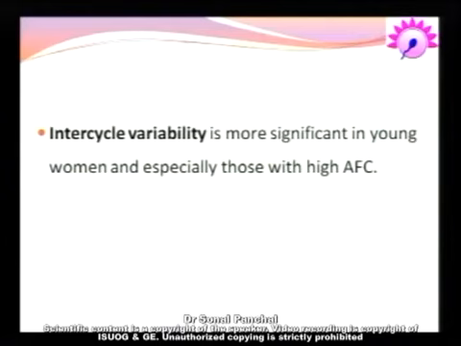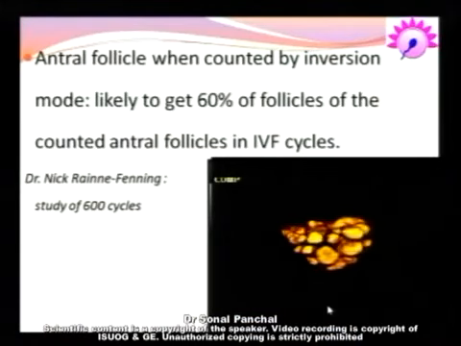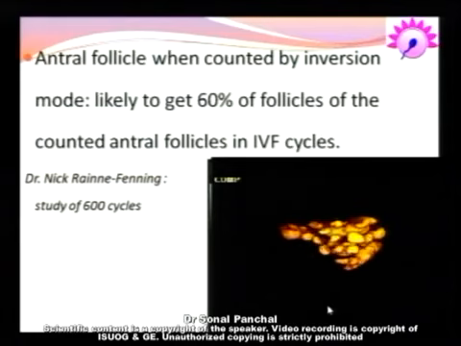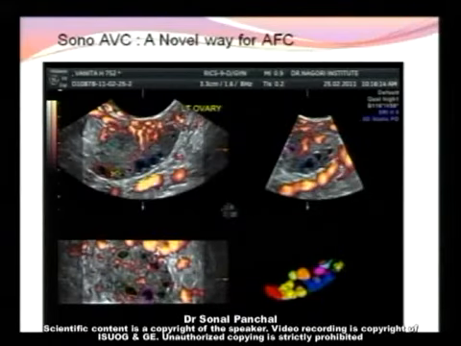Though, intercycle variability is more significant in the young and especially those who have high AFC. That means patients with PCO may have a considerable intercycle variability, and that would tell you how many follicles you are likely to get, how many mature follicles you are likely to get at the end of the stimulation. According to Dr. Nick's paper, you are likely to get about 60% of the follicles that you have counted in inversion mode as antral follicles at the end of the IVF stimulation.